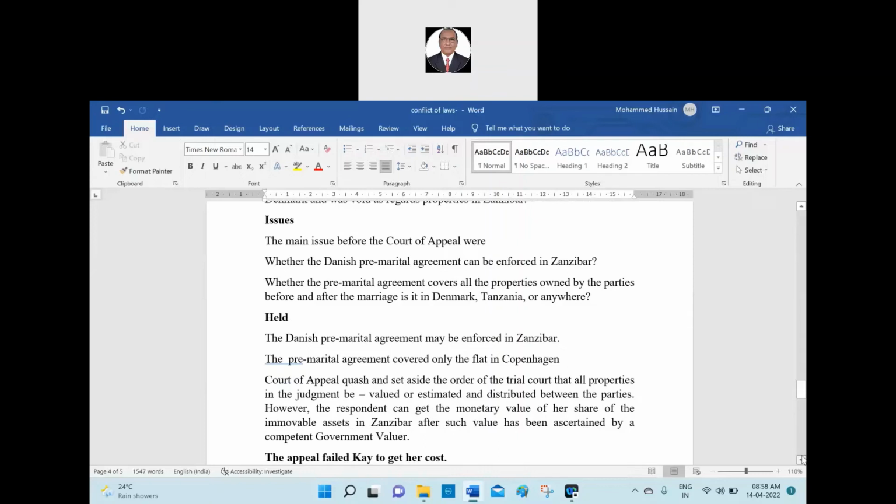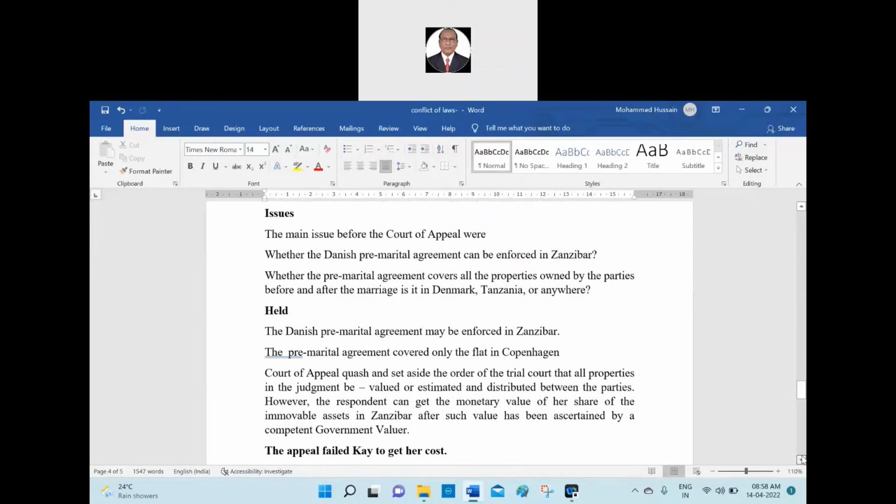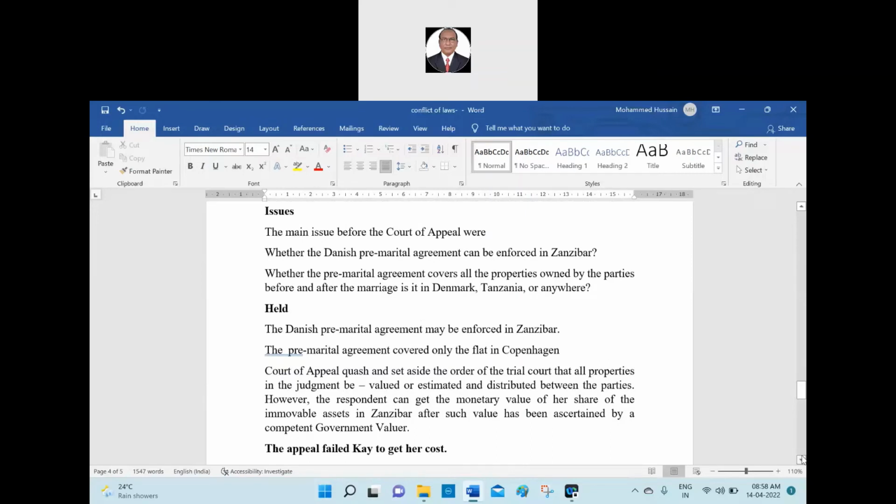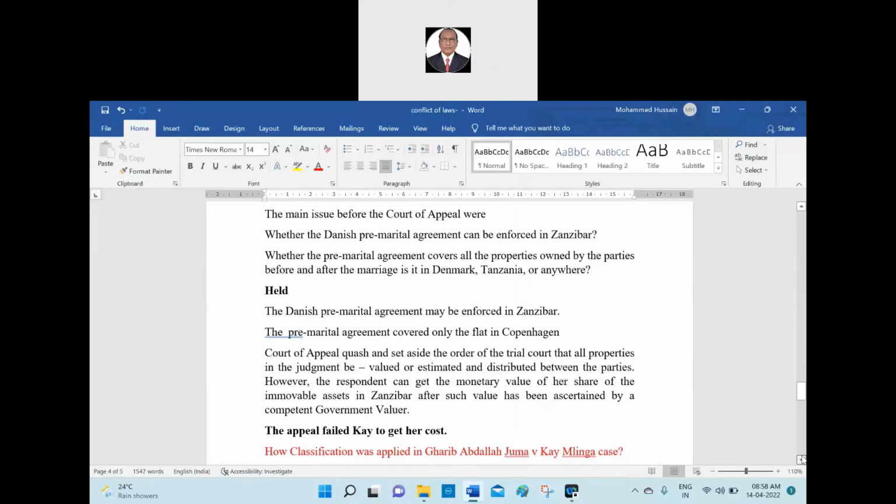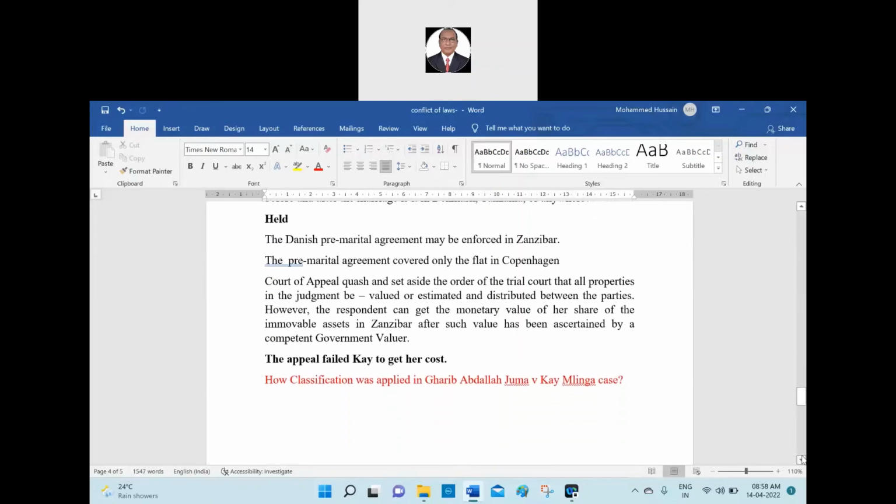Issues. The main issues before the Court of Appeal were: whether the Danish premarital agreement can be enforced in Zanzibar. I repeat, whether the Danish premarital agreement can be enforced in Zanzibar. Next, whether the premarital agreement covers all the properties owned by the parties before and after the marriage in Denmark, Tanzania, or anywhere. It was held that the Danish premarital agreement may be enforced in Zanzibar.